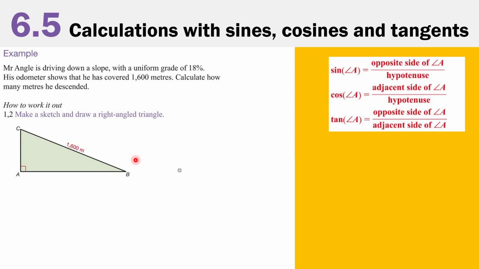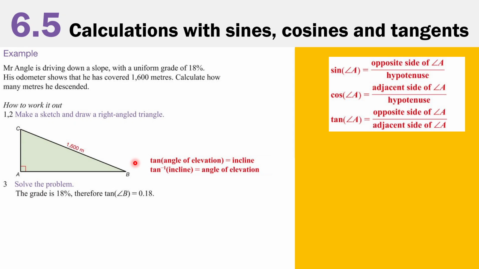Which angle now has a grade of 18%? Well, I think that's angle B in this case. If we now want to convert this to an actual angle, well, if our grade is 18%, that means the incline is 0.18, right? Divide this by 100%, you get 0.18. That means the tangent of angle B is 0.18. What you could do is take the inverse tangent, right? The inverse tangent lets you switch from an incline to an angle of elevation.